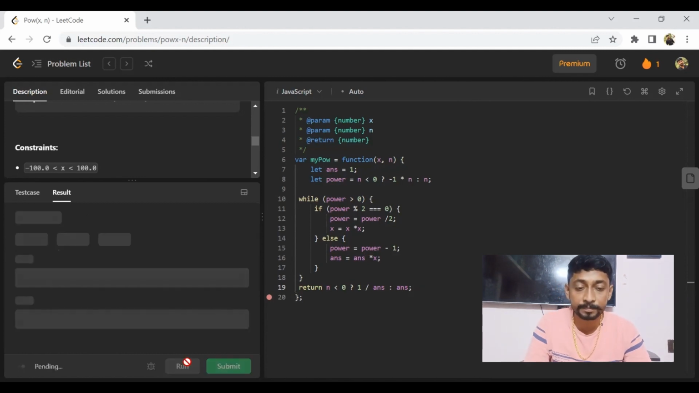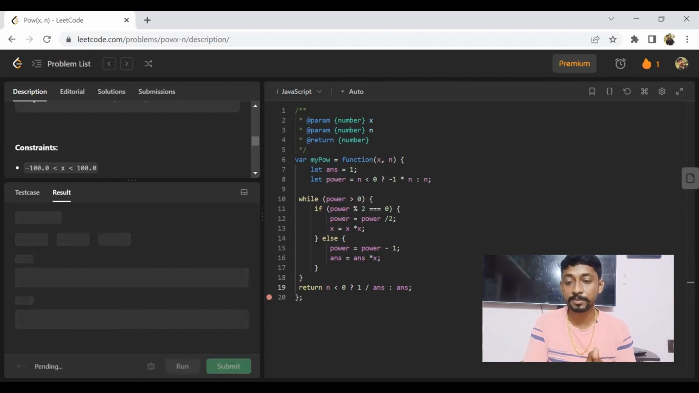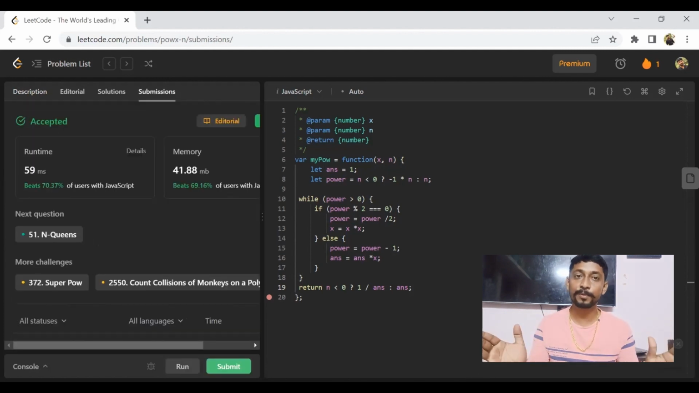So this is what I'm going to do. I will run the test case. Okay, all are passing. I'm doing my submission, and definitely all my test cases are passing. So guys, I hope everyone now understands both the brute force and optimized approach.